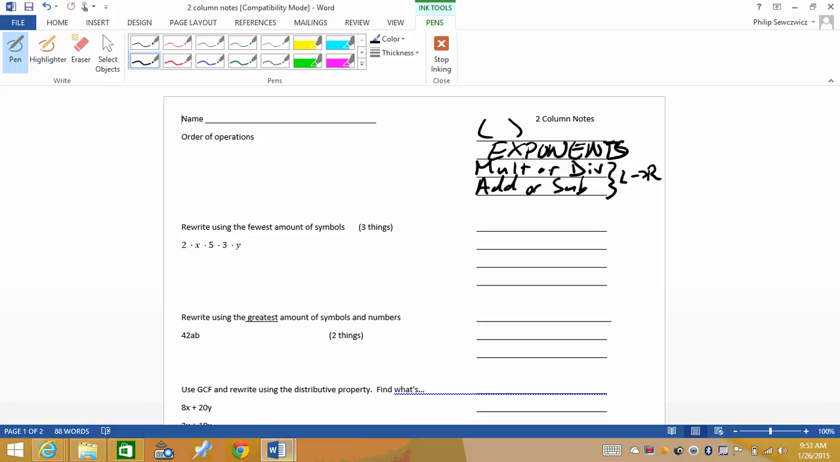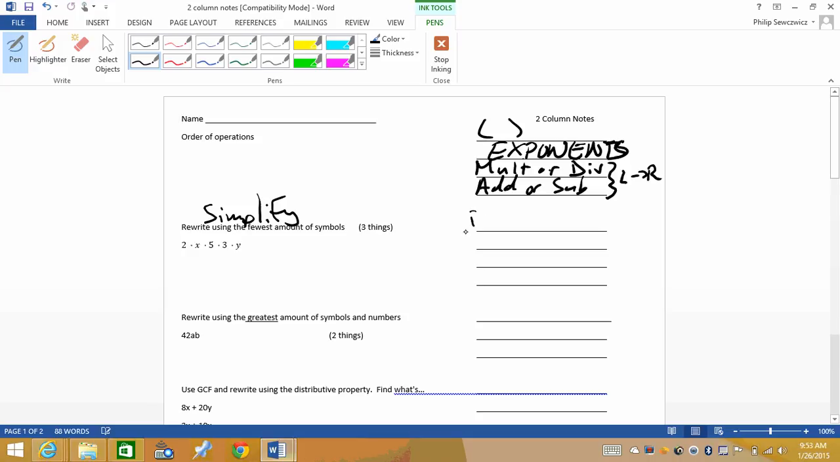All right, so big thing here is understanding our directions. Rewrite using the fewest amount of symbols. What you'll see here, directions-wise, is you'll also see the phrase simplify. So you want to be aware of that. All right, so what are the three things that we've got to watch for when we are simplifying?